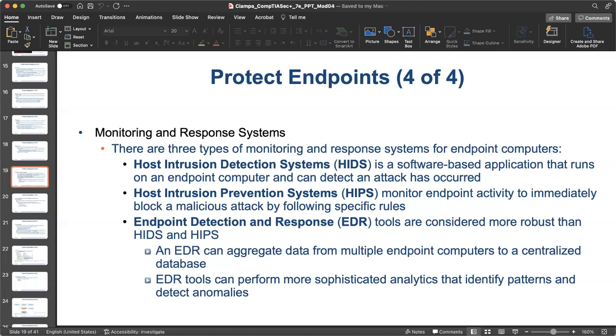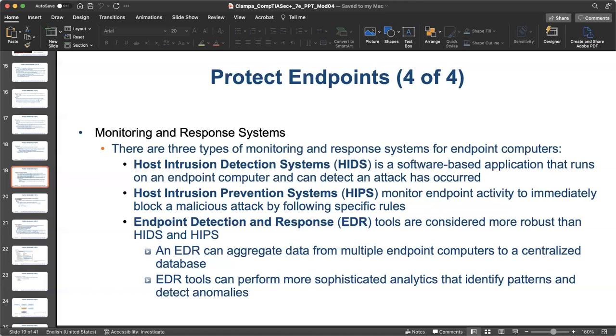So last but not the least are the monitoring and response systems that can help you harden the security of your workstation. There are three types, as you can see on the slide. We do have the host intrusion detection systems, or HIDS. We do have the host intrusion prevention system, or HIPS. And then finally, we have the endpoint detection and response, or EDR systems.